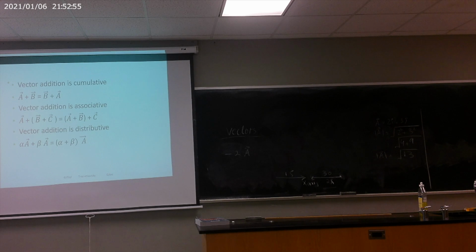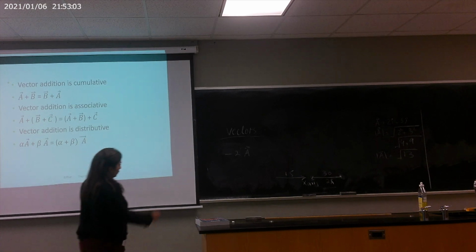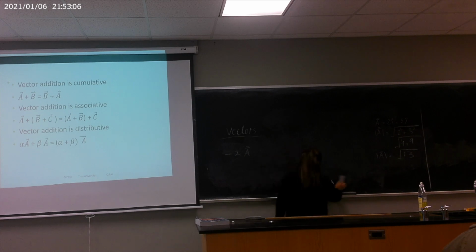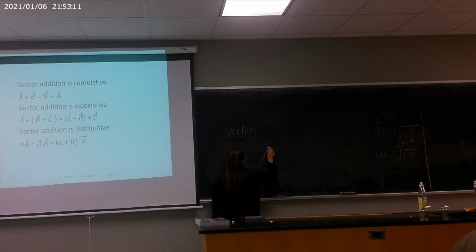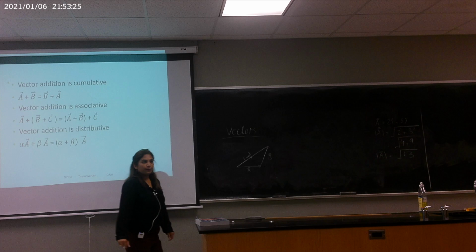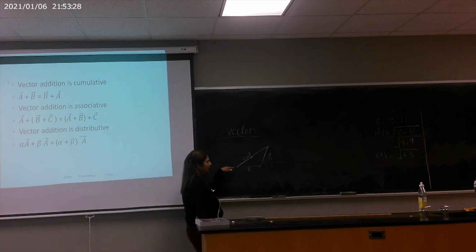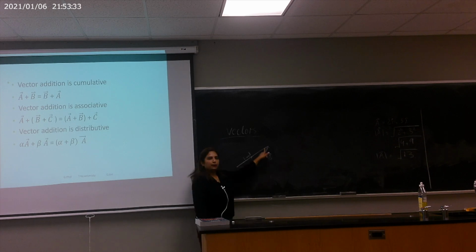Vector addition is commutative. A plus B should be equal to B plus A. It doesn't matter how you put the vectors together. They are always going to generate the same answer. So if you have A plus B, this is your final vector. If you are going this way, counterclockwise, A plus B, your final vector is this.